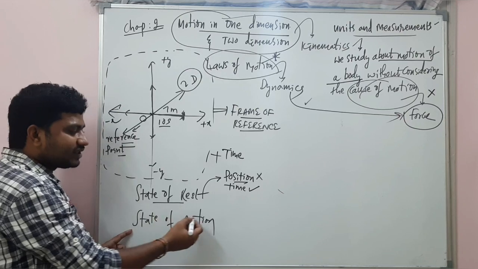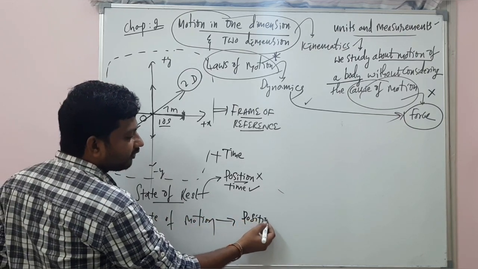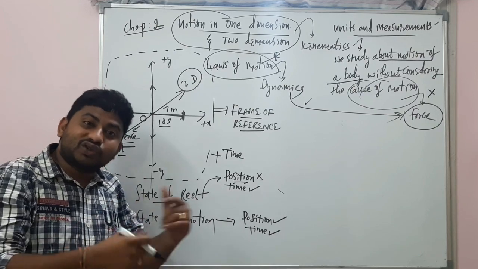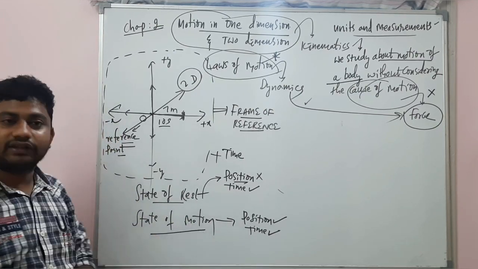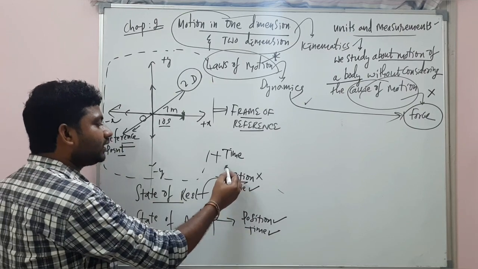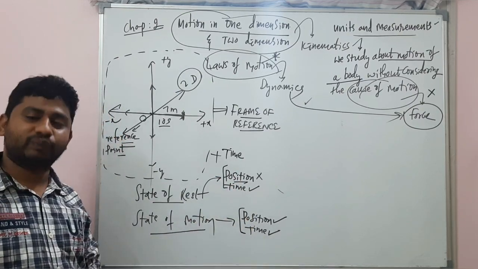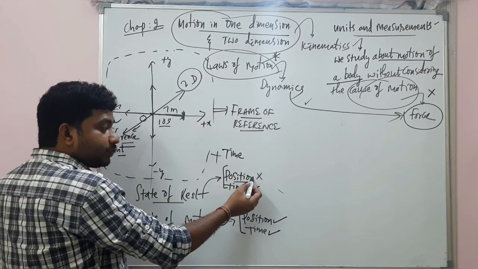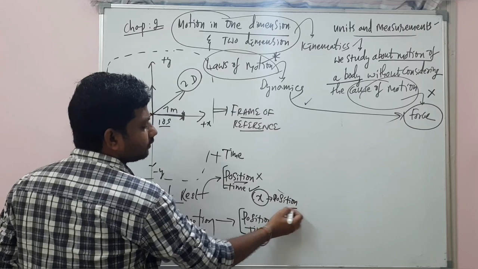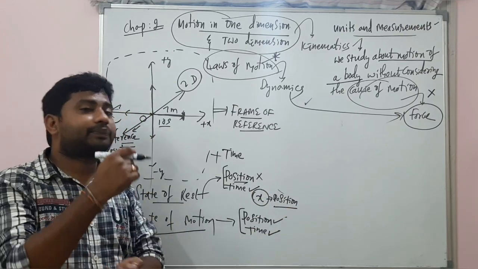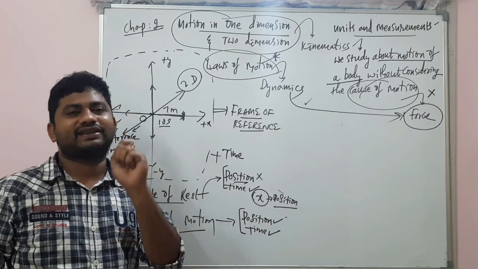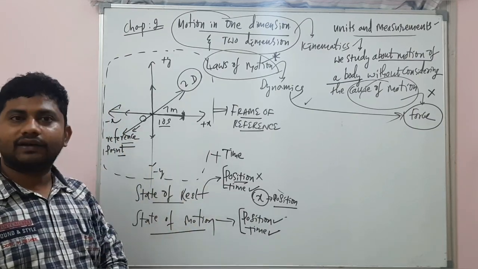You say the body is in the state of motion when the position of a body is changing according to time. I have told you time will definitely change, but the position is also changing with respect to time, so then you can say the body is in the state of motion. So, to know whether the body is in the state of rest or in the state of motion, position and time, these two physical quantities, are very, very important. This position is represented with a symbol x, just general notation. There is no specific rule that we must represent it only with x. Generally, the position of a body is represented with a small x. This is about state of rest and state of motion.